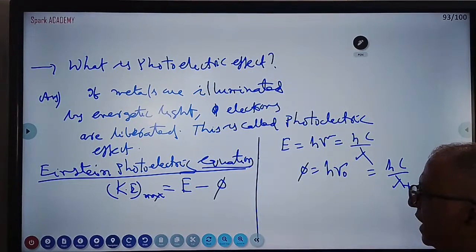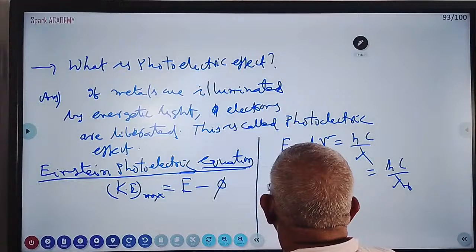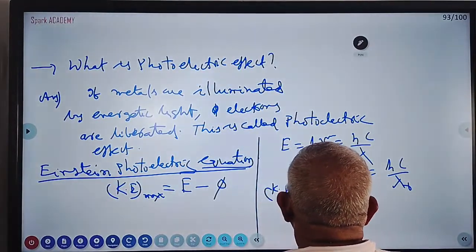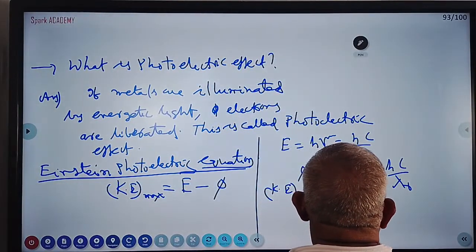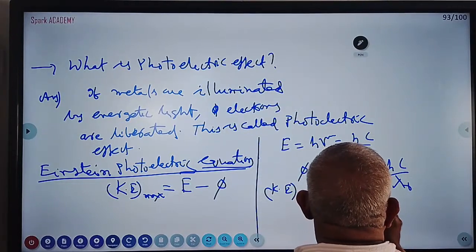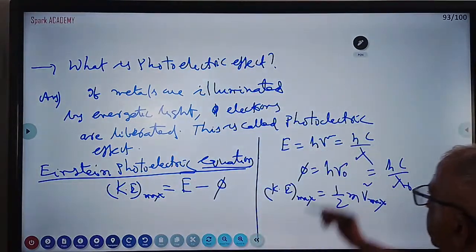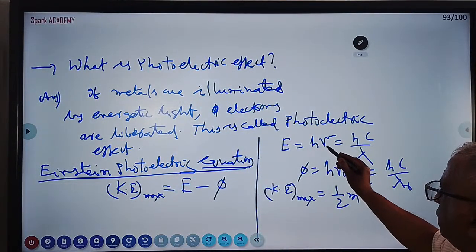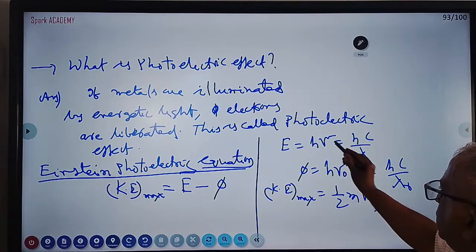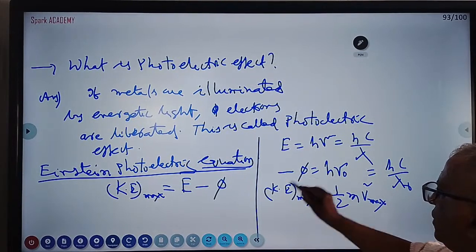What is kinetic energy maximum? Already you know. Kinetic energy means energy of the electron, half mv square maximum, where v means velocity. Kinetic energy of the electron is equal to incident energy minus work function. Incident energy is in the form of photon. Photon energy is h nu, or hc by lambda. h means Planck's constant, c velocity of light, lambda wavelength. This is called work function.